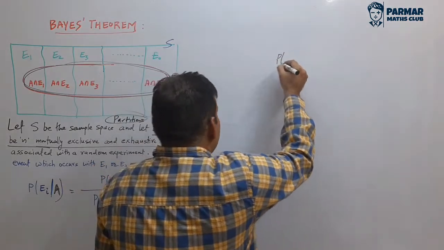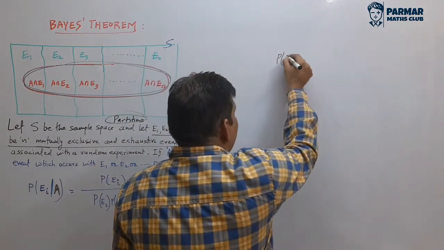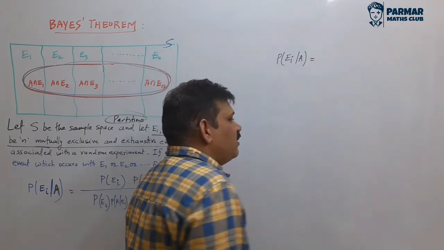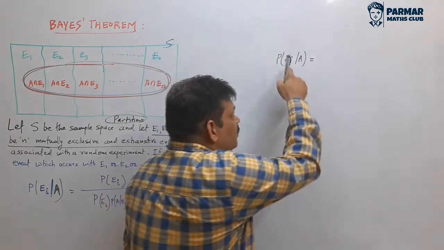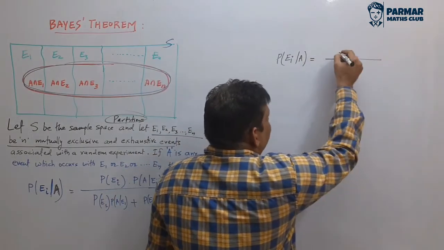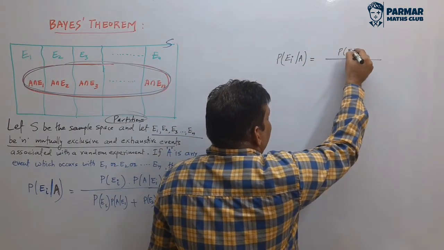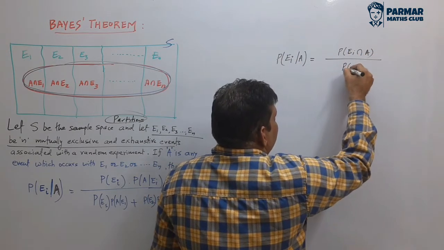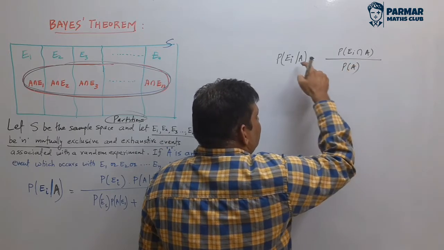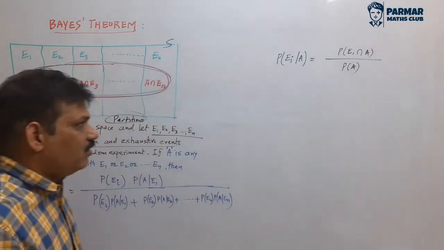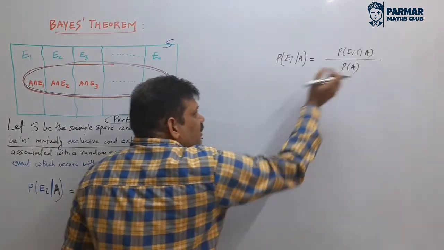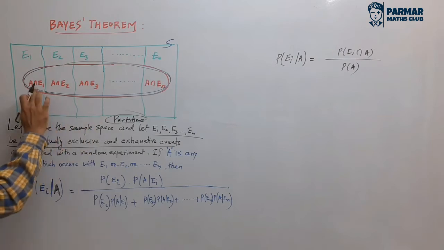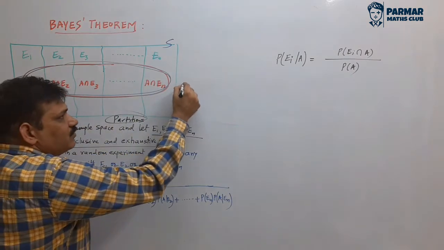See, we are interested in finding the probability of Ei given A. By the definition of conditional probability, this probability will simply be equal to the probability of the intersection of these two events divided by the probability of the event which has already occurred. Now we talk about the total probability of A, that is P(A).